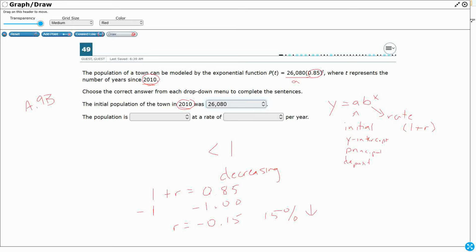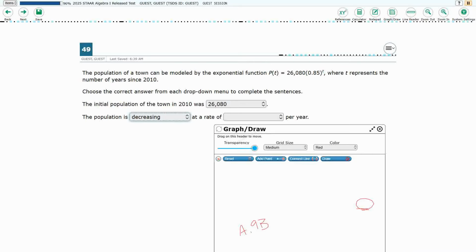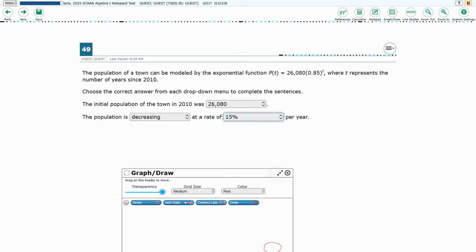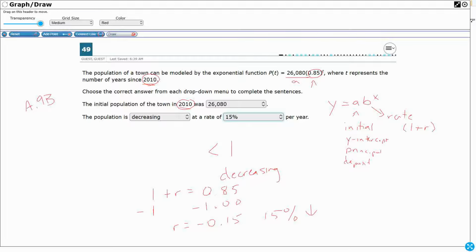So just because it's a positive, don't let that bother you because it has to be positive for it to be exponential. But you're looking at whether or not it's greater than 1. So we are decreasing at a rate of 15%, not 85%, 15%. And that's how we're getting that 0.85.